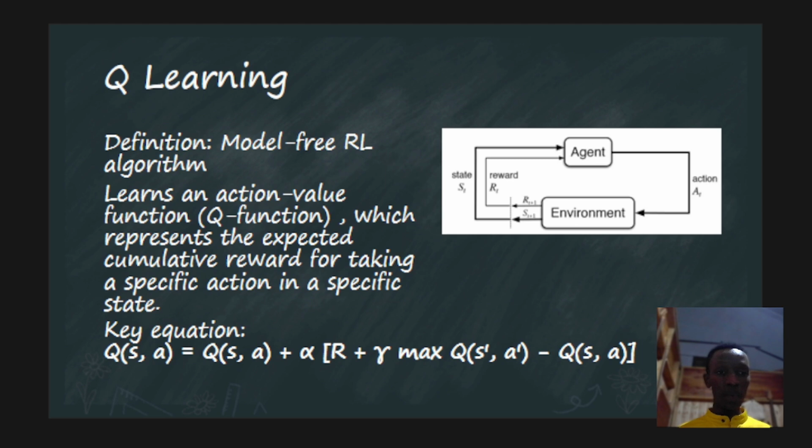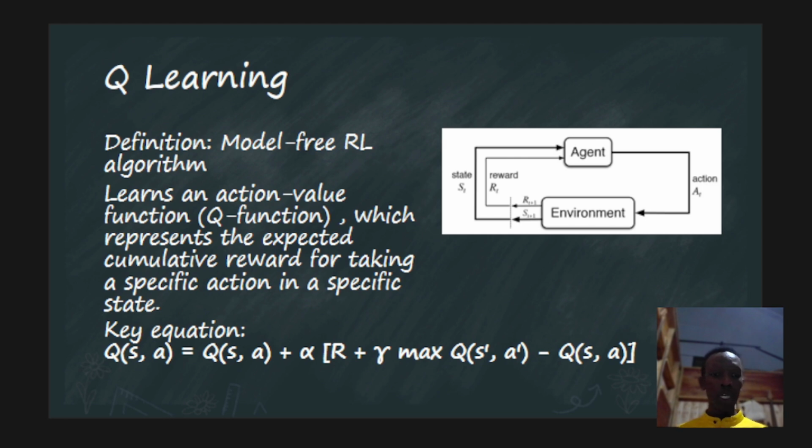So we have our equation here: Q(S,A) equals Q(S,A) plus alpha times (R plus gamma max of Q(S',A') minus Q(S,A)). I'm going to break down this equation step by step. S represents the state, the current situation or condition the agent is in. For example, in a video game, the state could represent the position of the player.